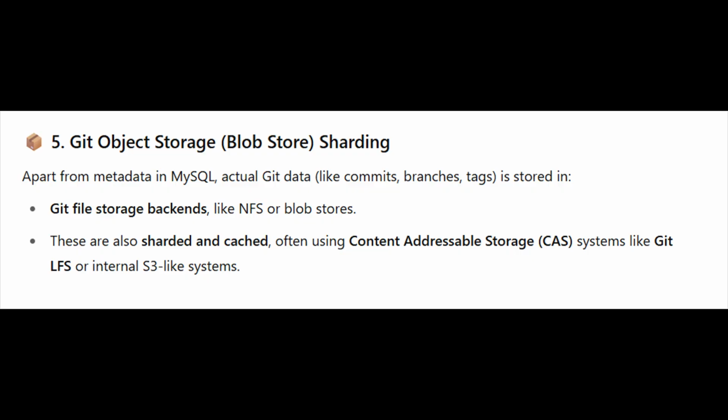5. Git object storage, blob store, sharding. Apart from metadata in MySQL, actual Git data like commits, branches, and tags is stored in Git file storage backends like NFS or blob stores. These are also sharded and cached, often using content-addressable storage, CAS, systems like Git LFS or internal S3-like systems.